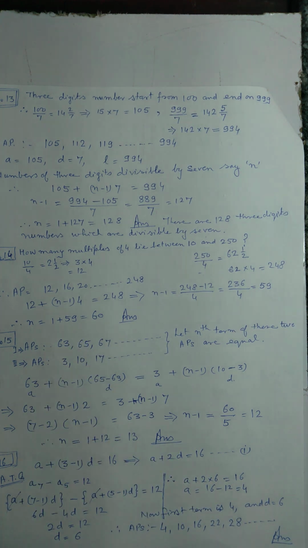Now proceed to question number 15. For what value of n are the nth terms of two APs equal? The first AP is 63, 65, 67 and the second AP is 3, 10, 17 and so on.